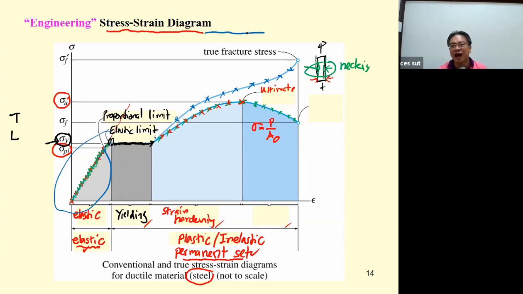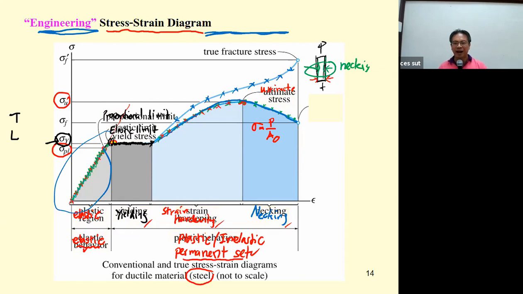Most of the time, civil engineers consider only the engineering stress strain diagram, which follows the path here. This one we call the necking region. This is the typical behavior shown in the stress strain diagram of steel. There are a lot of things here that I'd like you to review. I put the handwriting over there to show you what you are supposed to know about this.